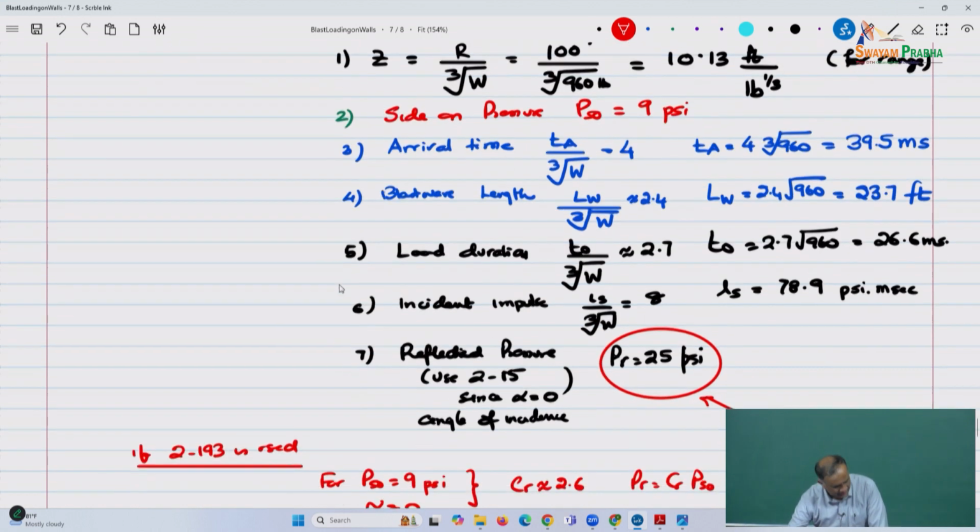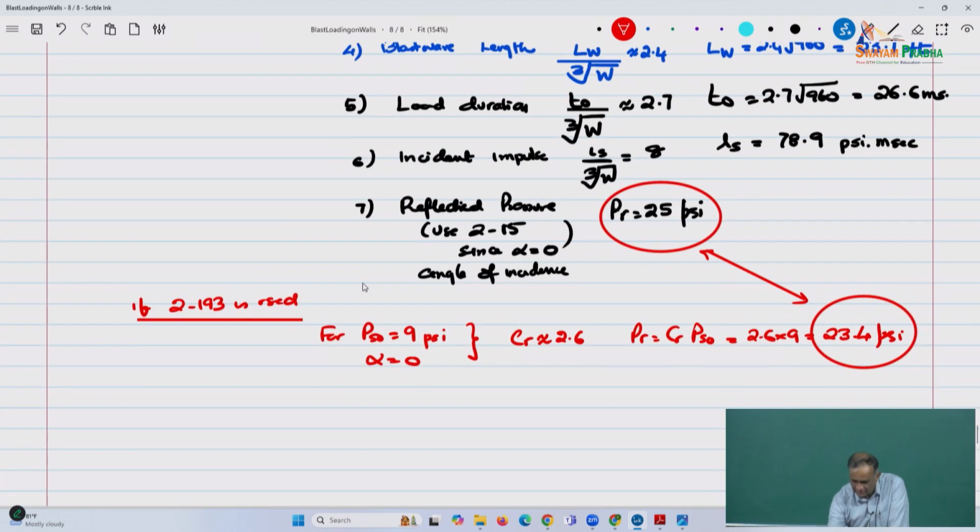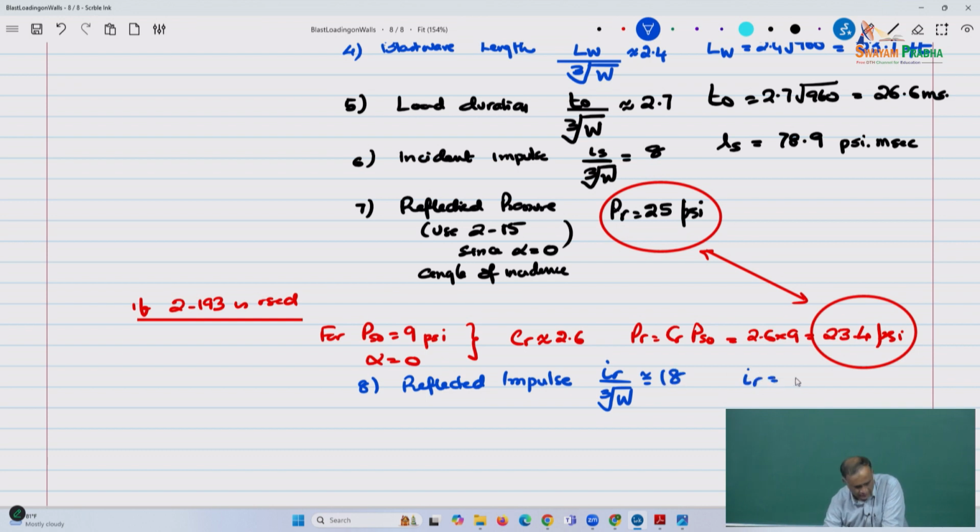And let's anyway go ahead and calculate all the values here from the graph. The final one is the reflected impulse. All from 2-15. So IR divided by cube root of W is 18, or IR equal to 177.56 milliseconds.